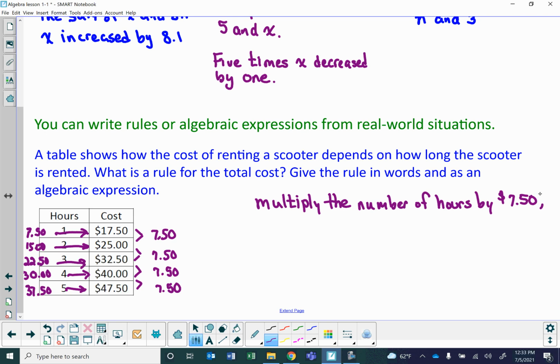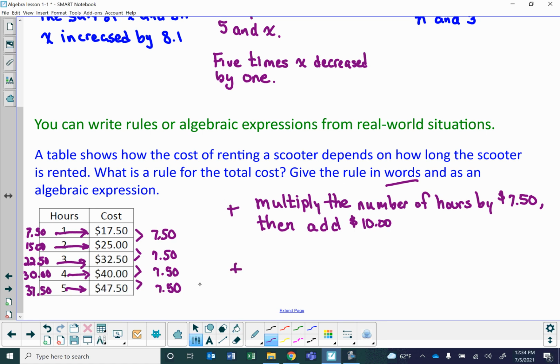And then I'm going to add $10 to it. So every answer I have, if I wanted to rent the scooter for 15 hours, I'm going to take 15 and multiply that by 7.50, and then I'm going to add 10 to that. So if I wanted to rent that scooter for 15 hours, it would cost me $122.50. So this told me to give the rule in words, which I've done right here, and as an algebraic expression.